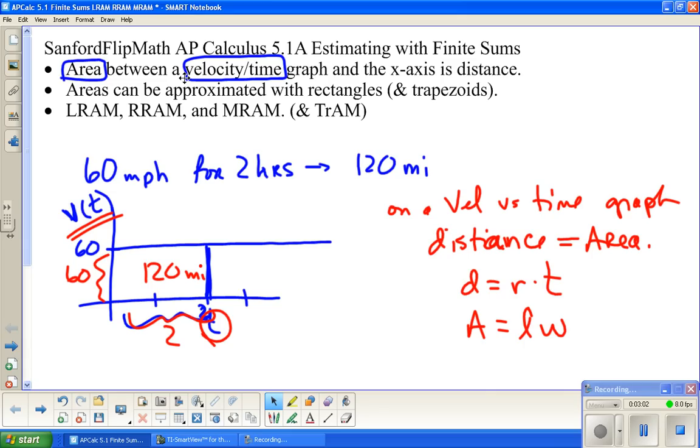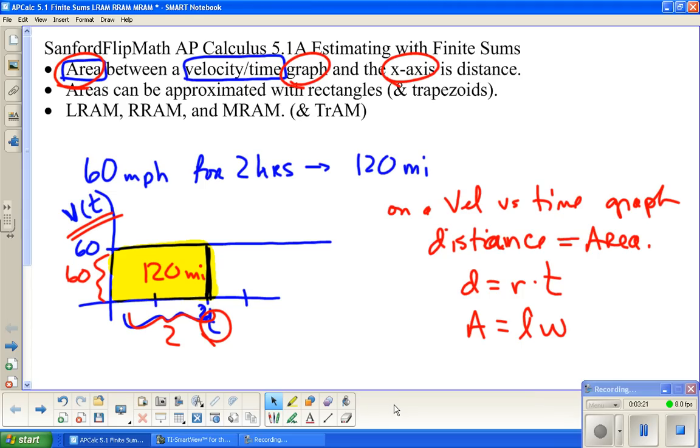the area between a velocity time graph and the x-axis. So if we look at that area between those two things, I'm just checking my wording there because I don't want you to get confused. The x-axis is in distance. So the area between the graph and the x-axis is distance.